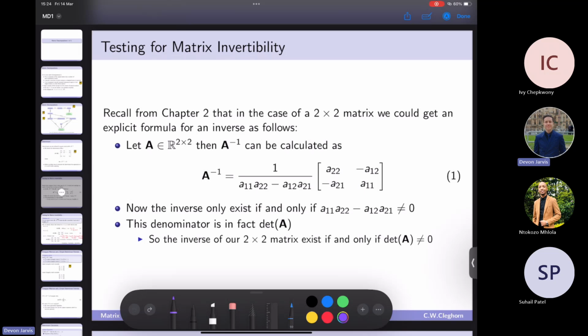Again, this only exists if this value at the bottom here is not 0, right? If it is 0, you're just dividing by 0, which we know doesn't work, right? That's not defined. And so this denominator is in fact the determinant of a 2 by 2 matrix, the determinant of A. So what this means is that the inverse of a 2 by 2 matrix exists if and only if the determinant of A is not 0.